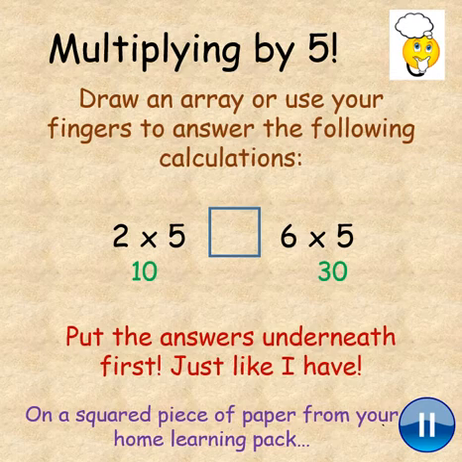So you can see I've done 2 multiplied by 5. So I've put 2 fingers up and I've counted in my 5s, 5, 10, and I've written 10 underneath. Then I've gone across and looked at 6 multiplied by 5. So I've put 6 fingers up and I've counted in my 5s. 5, 10, 15, 20, 25, 30. And underneath I've written 30. So your job will be to do exactly what I have done on mine, okay?